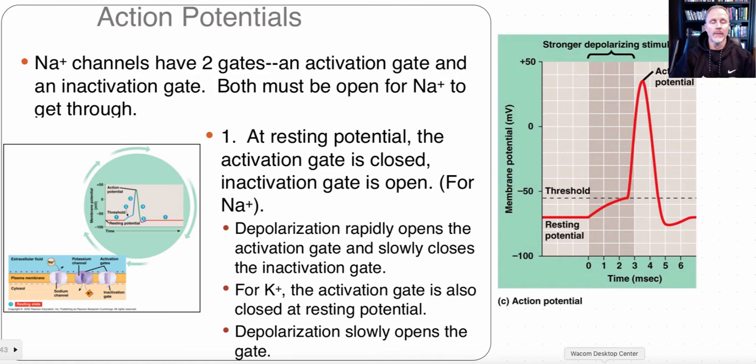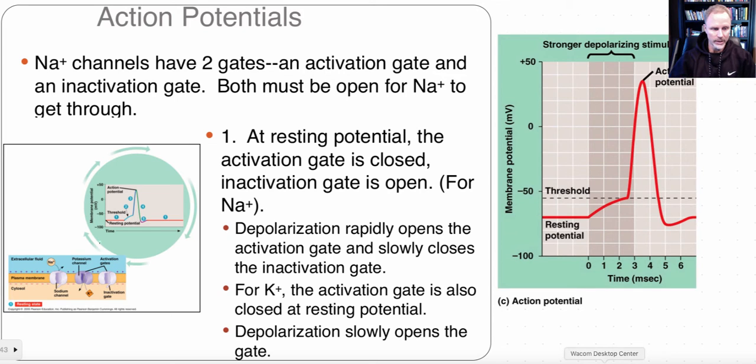Okay, so the sodium channels have two gates. They have an activation gate and an inactivation gate, and both of them have to be open in order for sodium to flow through. And at the resting potential, the activation gate is closed, but the inactivation gate is open. And in depolarization, once we start to receive a stimulus, we start to depolarize the cell up towards threshold, the activation gate starts to open up, and that inactivation gate starts to close slowly.